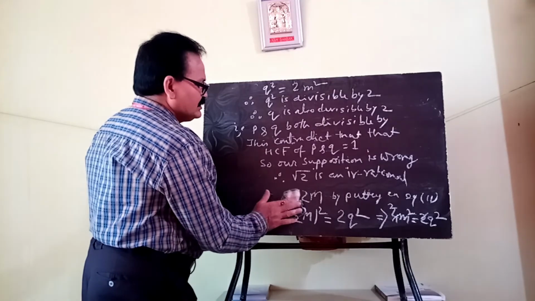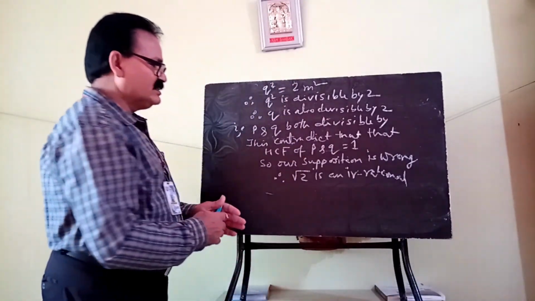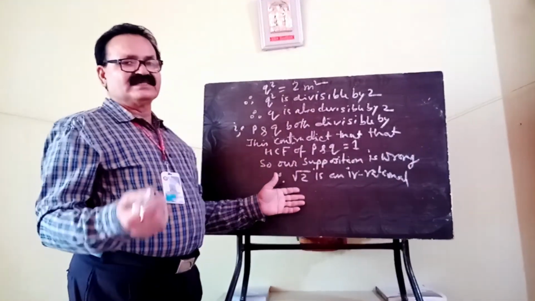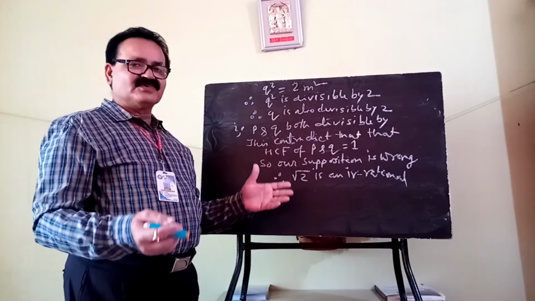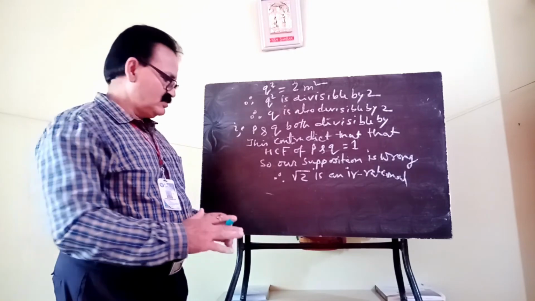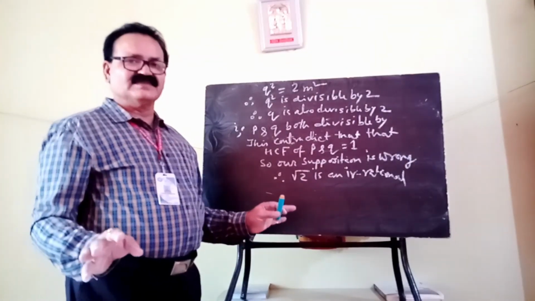So this is the proof. In this way we can prove that root 2 is an irrational number. In a similar way, we can also prove that root 3 is an irrational number. Clear? Okay, so today this much is sufficient.